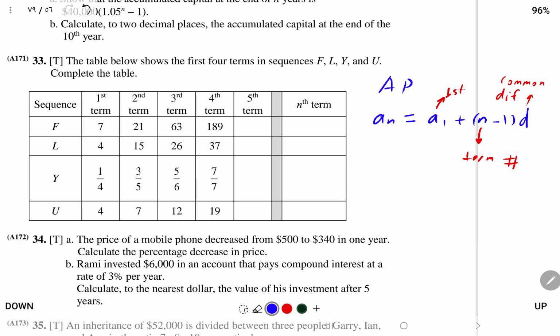So what about now geometric progression? GP: an is equal to a1 r to the power of n minus 1. Same thing here. We have a1 is the first term and r is the common ratio.